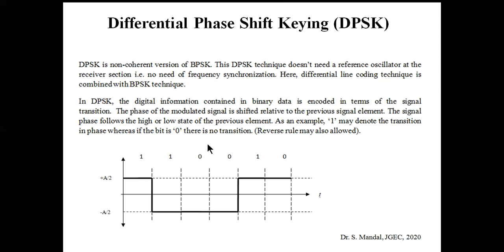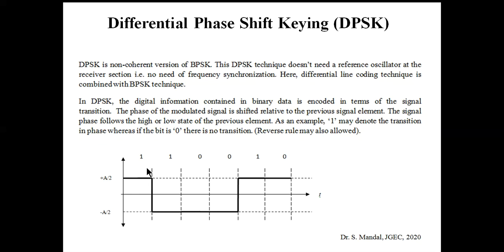Consider this one is the differential line coding. So similarly, if DPSK follows the same rule as this differential line coding, then here 1 will denote the transition in phase, whereas the bit 0 denotes there is no transition. So in case of differential line coding, 1 denotes the transition in voltage level. In case of DPSK, 1 denotes transition in phase, and 0 denotes there is no transition.